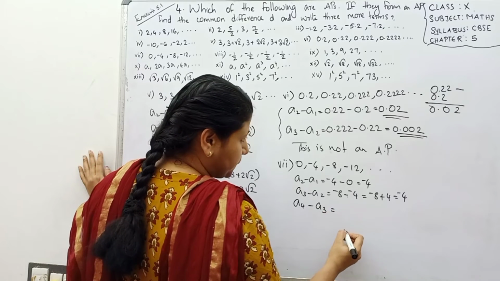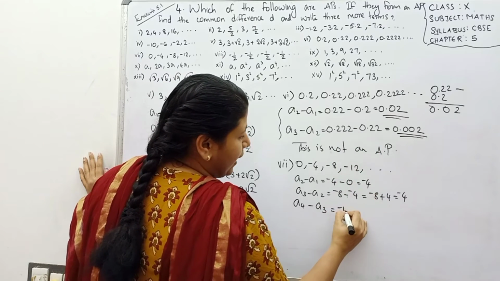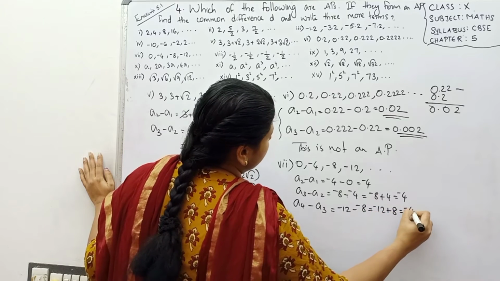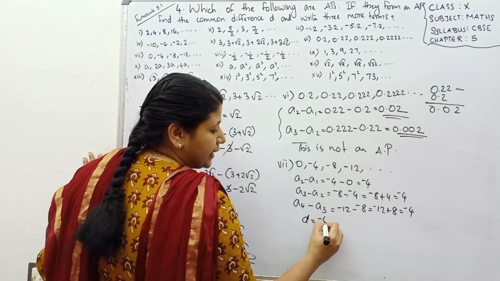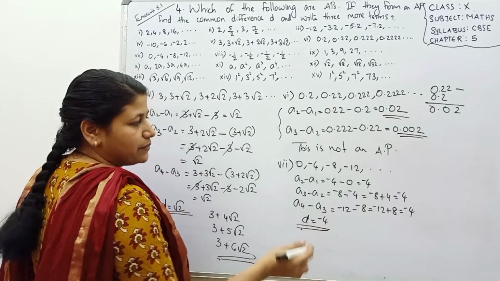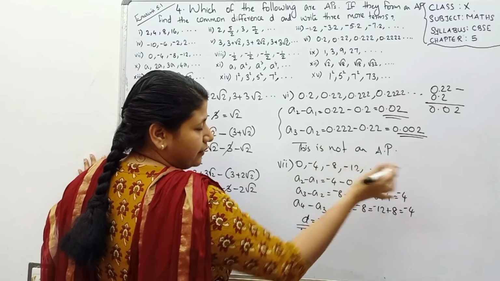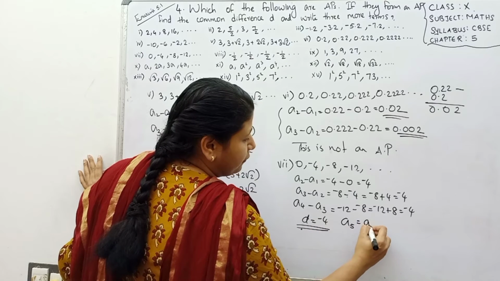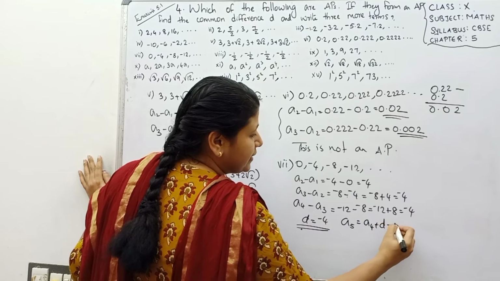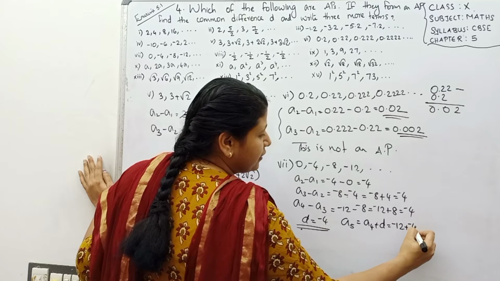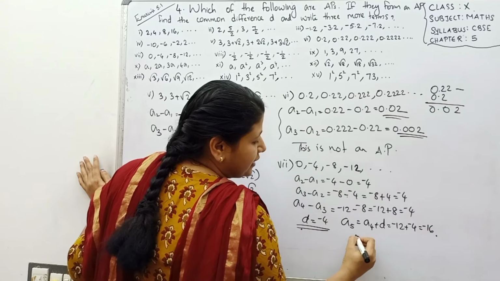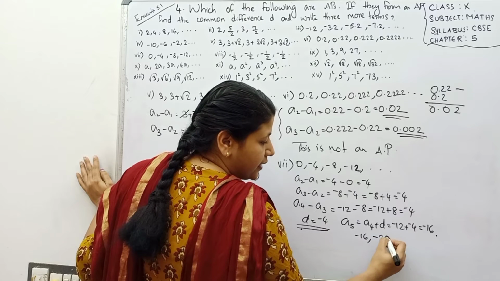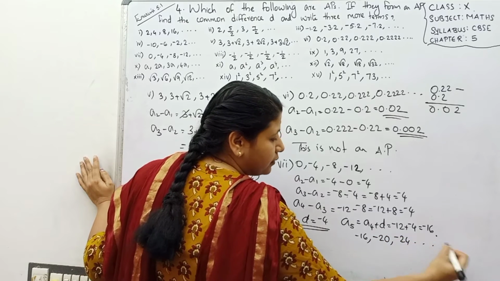A4 is negative 12 minus negative 8, is negative 12 plus 8 which is negative 4. So common difference is negative 4. You can write the next terms as negative 4, negative 8, negative 12. Then next term is negative 16, A5 as A4 plus D. That is negative 12 plus negative 4 which is equal to negative 16. Then plus negative 4 you will get negative 20, then negative 24, like that.